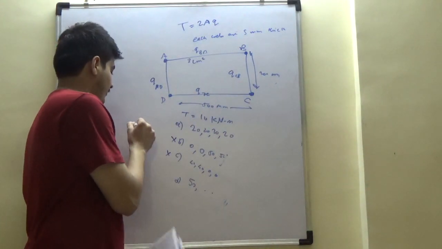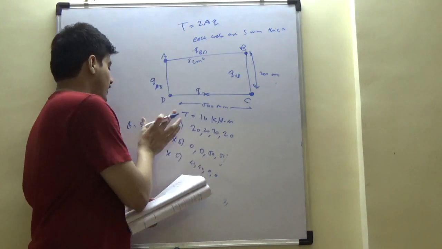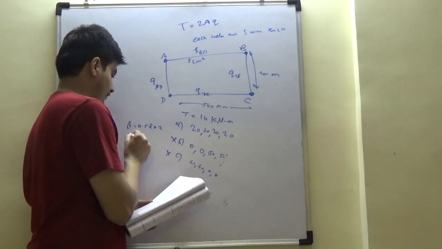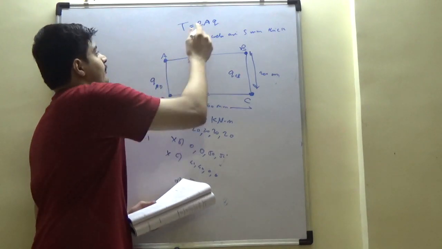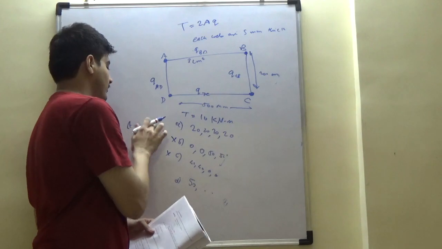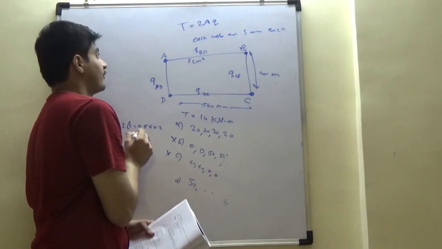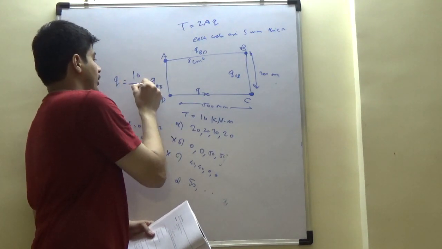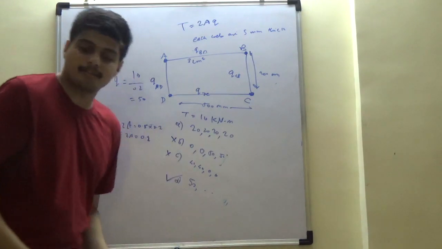What is area A? 500 mm is 0.5 meters. So 0.5 into 0.2, which is 0.1, right? Because 0.5 into 2 is 1. So this is 0.1. So 2A is 0.2. So Q is simply 10 upon 0.2, which is 50. So this is the correct answer.